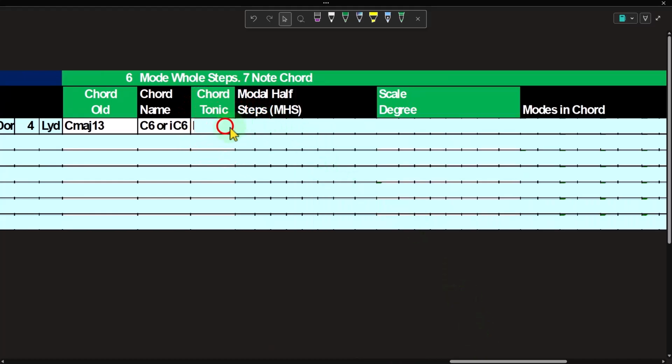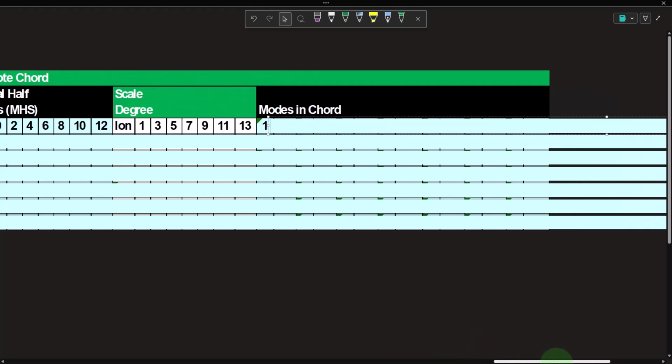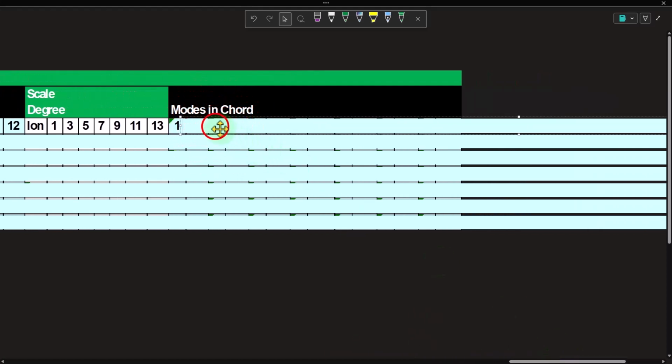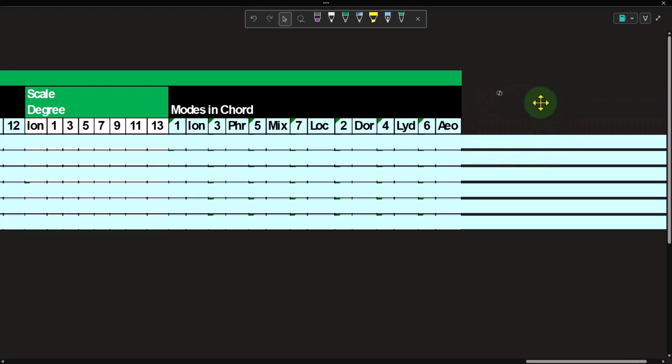All right. So then here's the steps. It would be 0, 2, 4, 6, 8, 10, 12. Scale degrees would be all off by 1. The 1, 3, 5, 7, 9, 11, 13. 9, 11, and 13 being equivalent to the 2, the 4, the 6. And then the modes are the Ionian, the Phrygian, the Mixolydian, Locrian, Dorian, Lydian, Aeolian. All right. So now let's go to the next one.